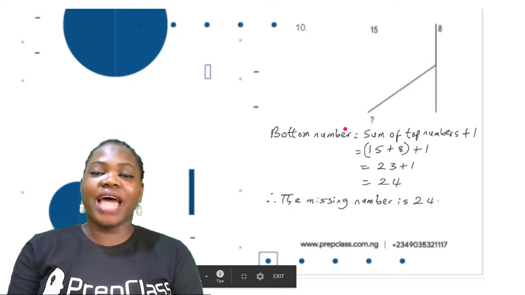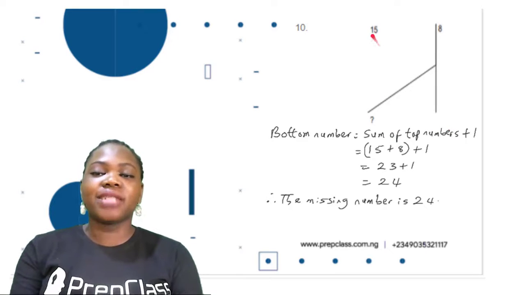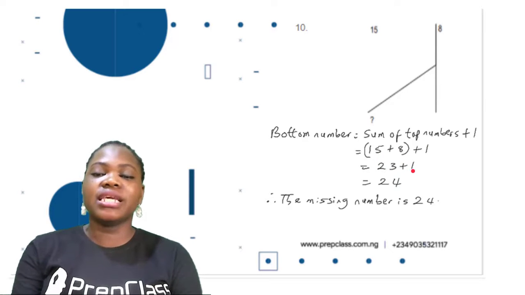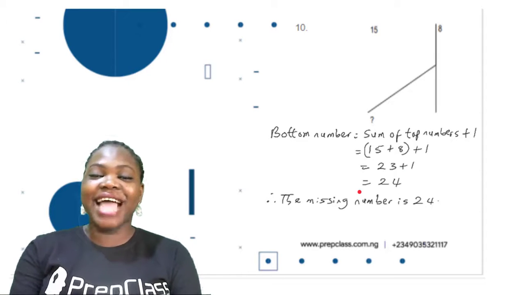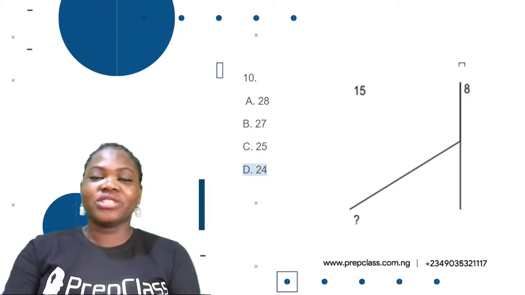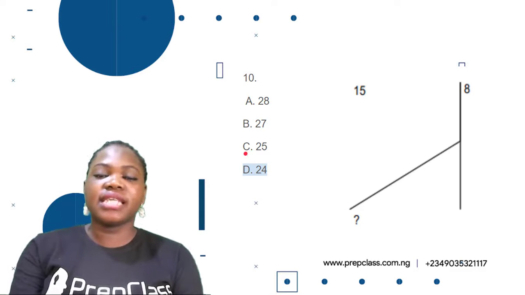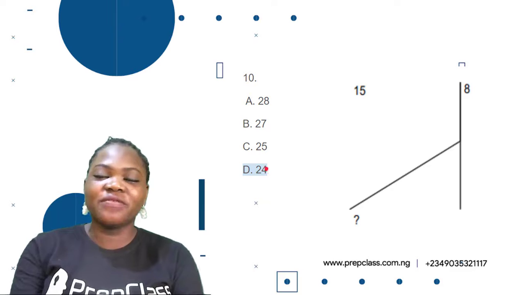I hope you've been able to do that. Alright, so from the samples, we know that bottom number is sum of top numbers plus 1, right? So what are the top numbers? 15 and 8. So 15 plus 8 plus 1. 15 plus 8 is 23, and 23 plus 1 is 24. So the missing number here is 24. As easy as ABC. So which of the options is correct? A is 28, B is 27, C is 25, D is 24. Of course, the correct option is 24.